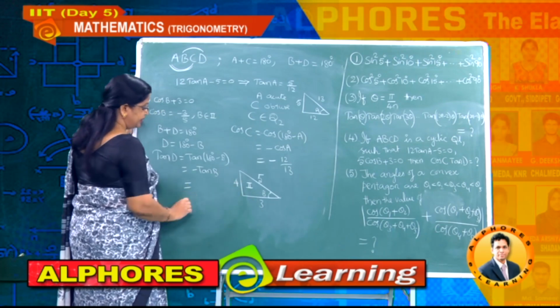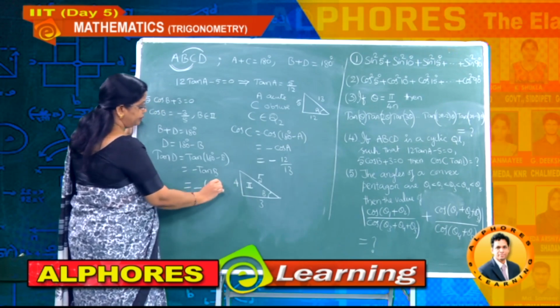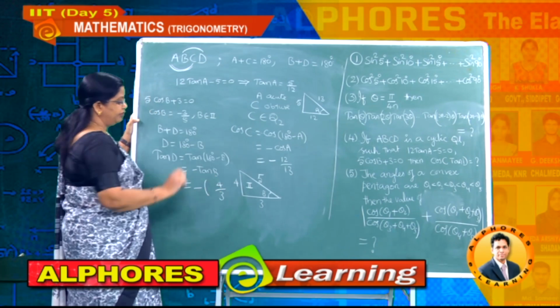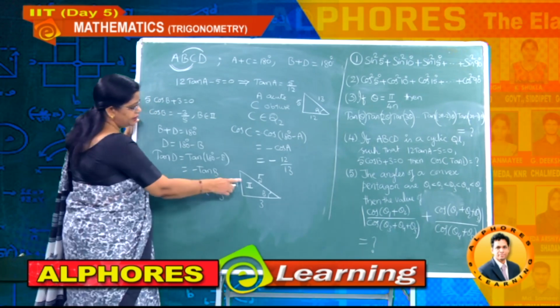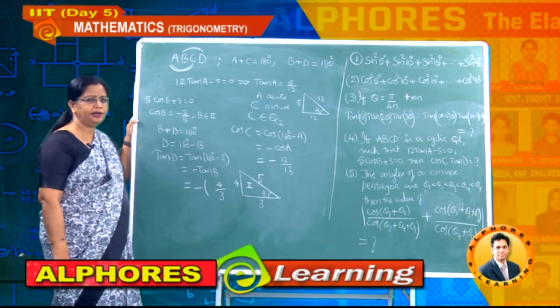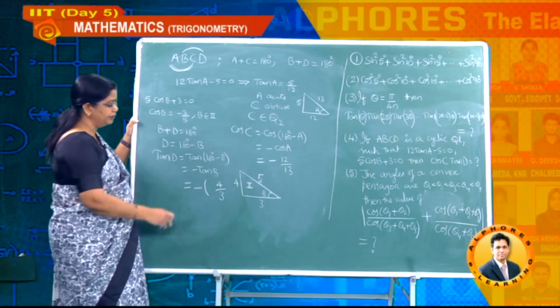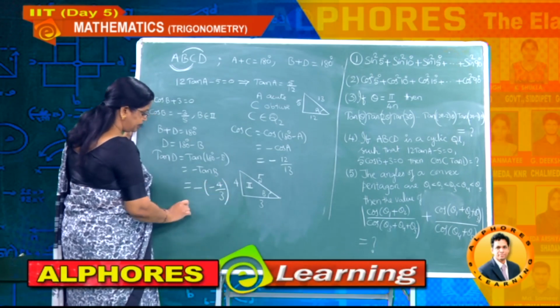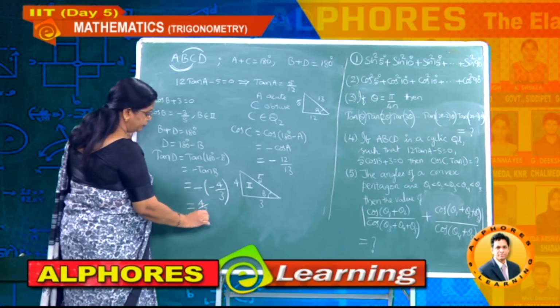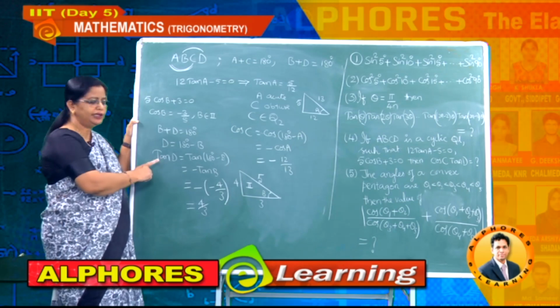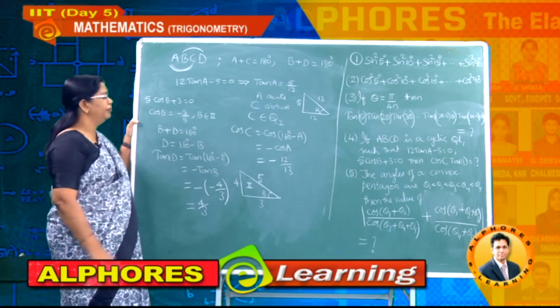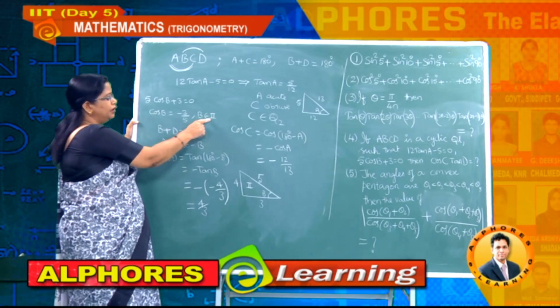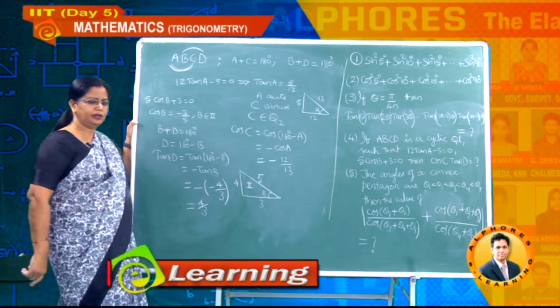Opposite by adjacent. So minus, it is 4 divided by 3. But where is this angle B? Second quadrant. In the second quadrant, tan values are negative. So what extra sign do you have to take? Minus. Finally, what value did you get? 4/3. Dear students, observe here, tan D you got positive because B is obtuse, hence D is acute.